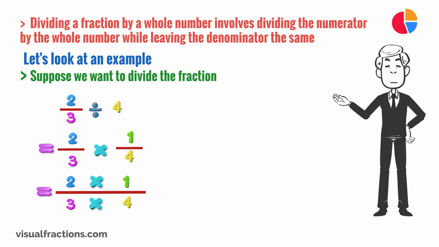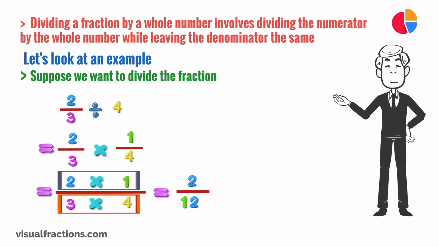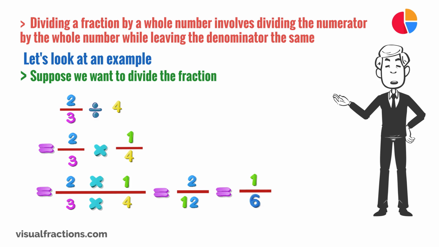Simplify the fraction if possible. (2 times 1) over (3 times 4) equals 2/12 equals 1/6. Therefore, 2/3 divided by 4 is equal to 1/6.